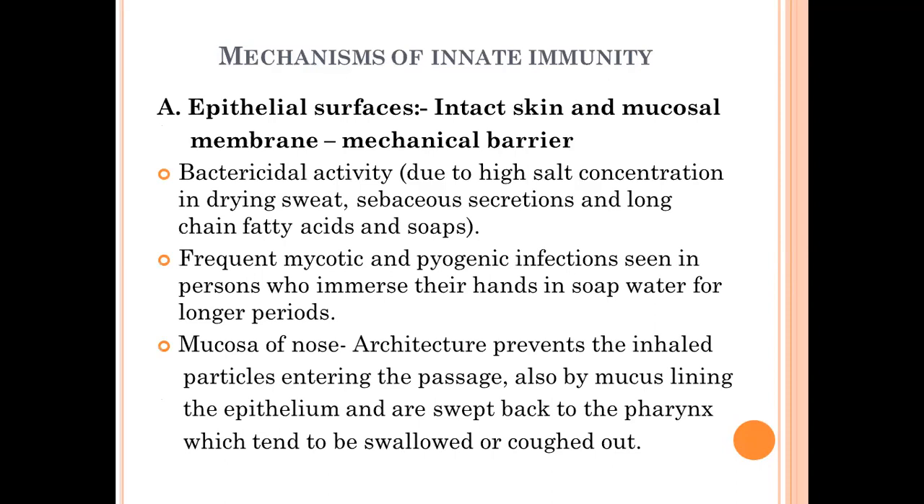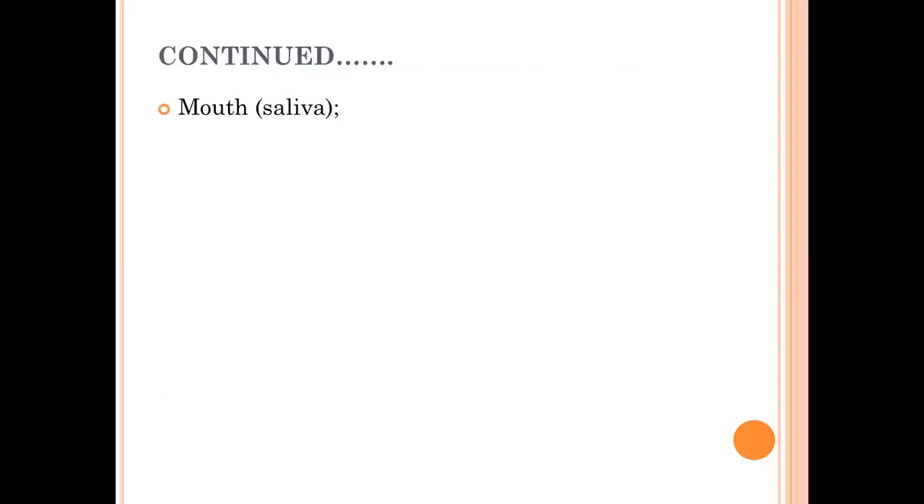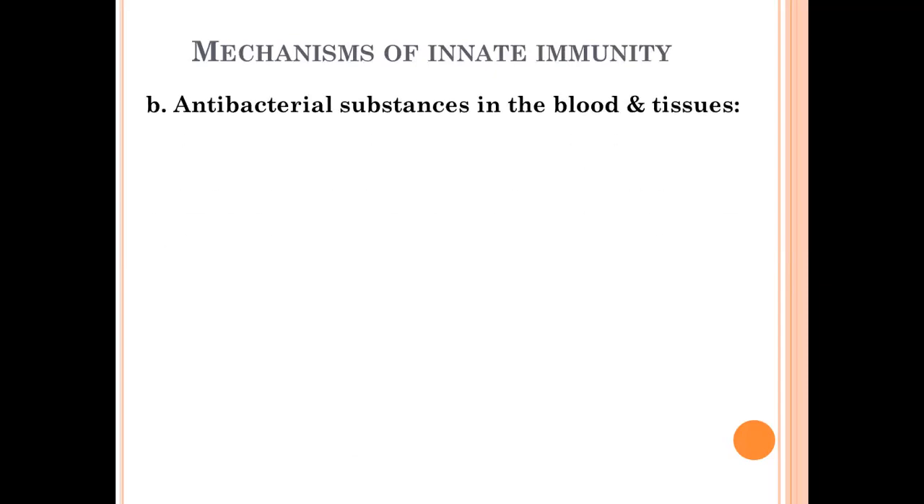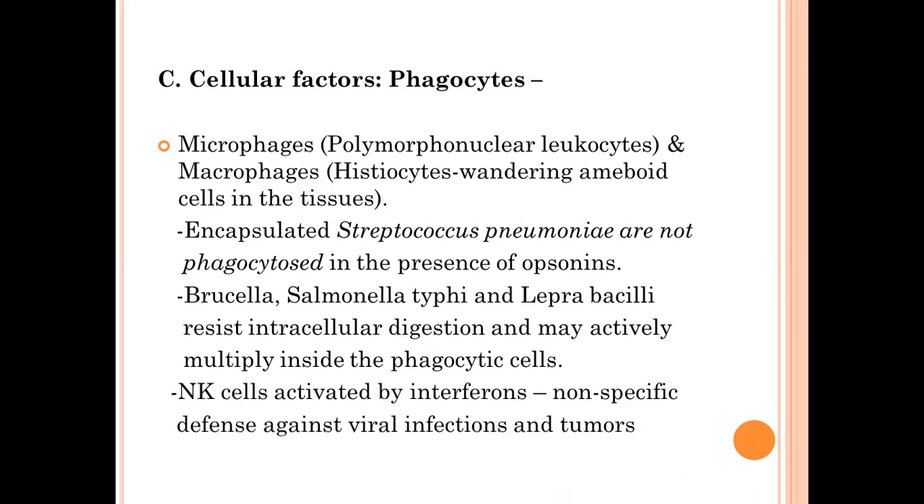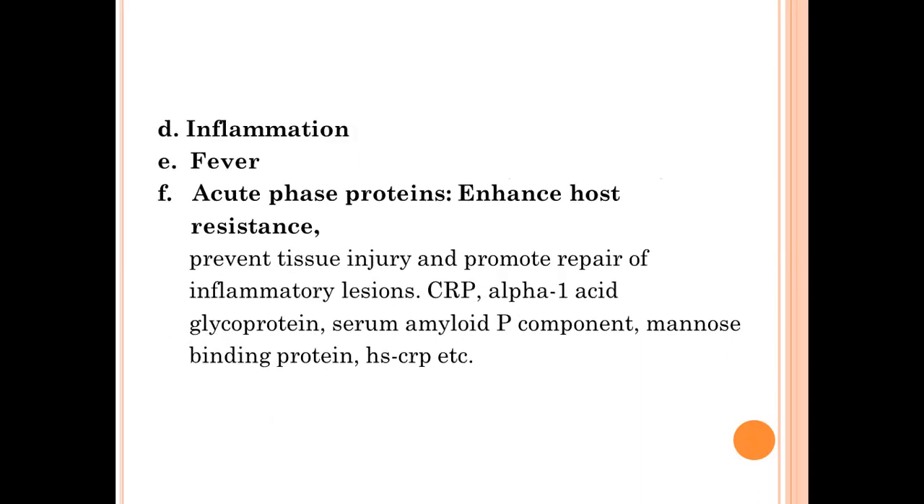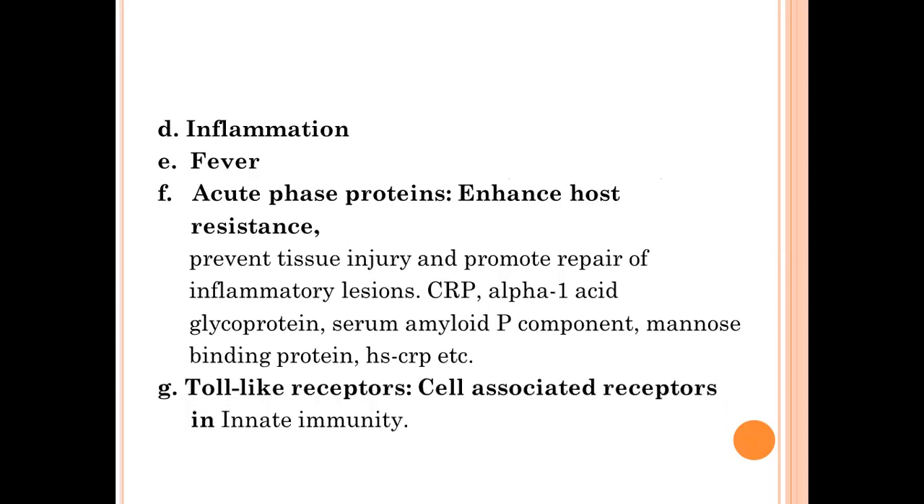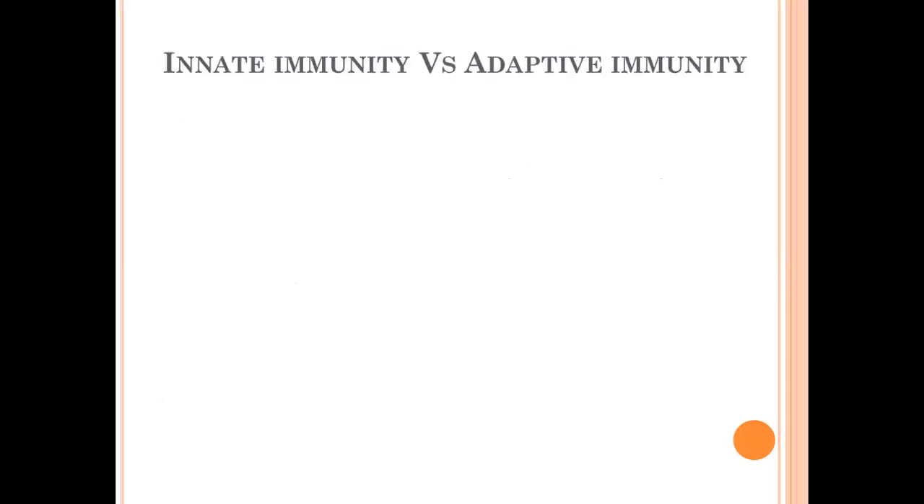So this is the first important factor, epithelial surface, along with the mucosa. The second is antibacterial surfaces. The third is cellular factors. The fourth is inflammation, fever, acute phase proteins, and toll-like receptors. So by way of all these factors, the innate immunity will be activated.